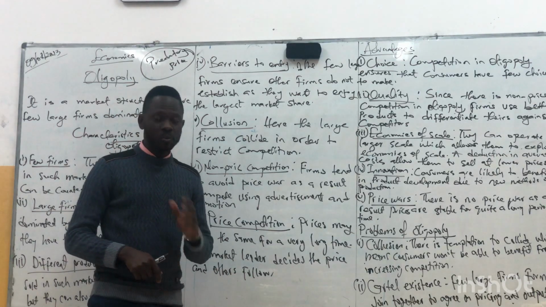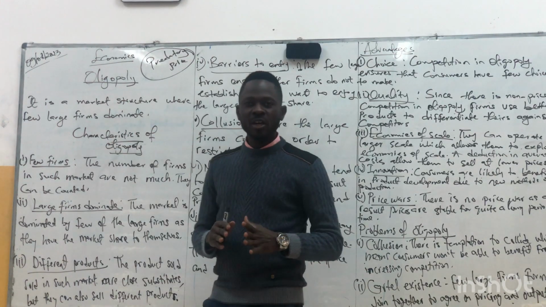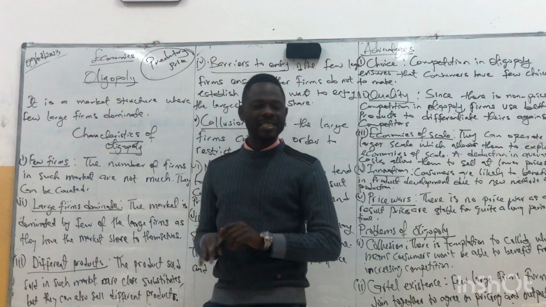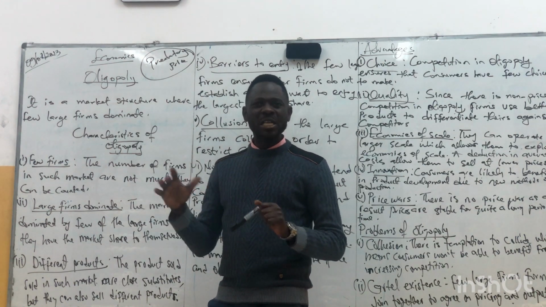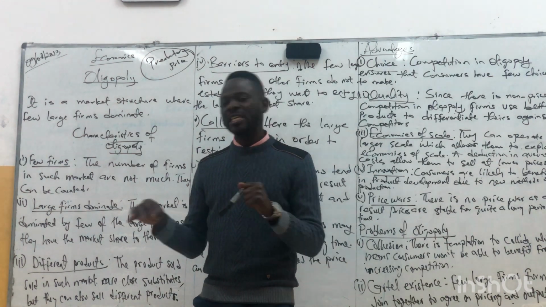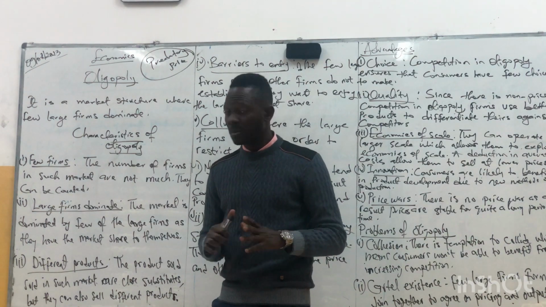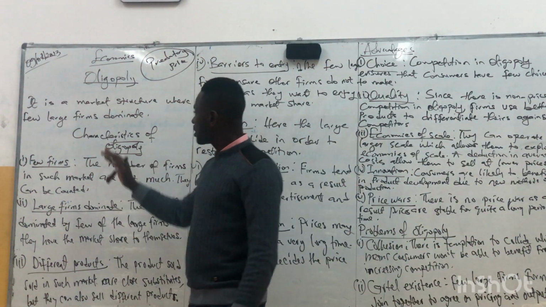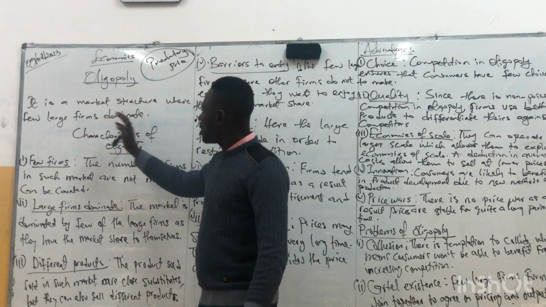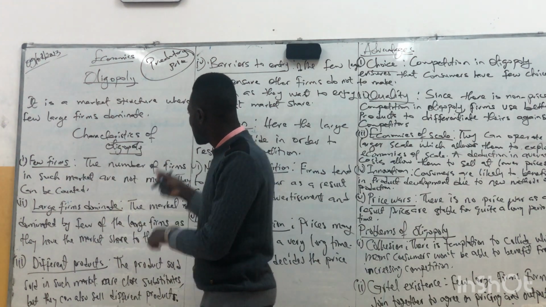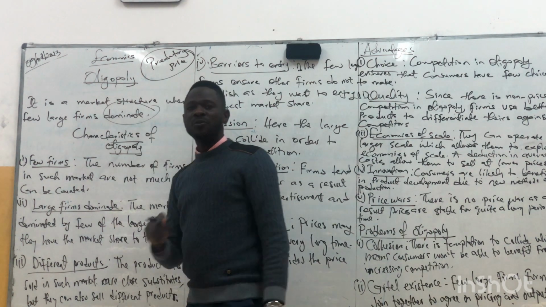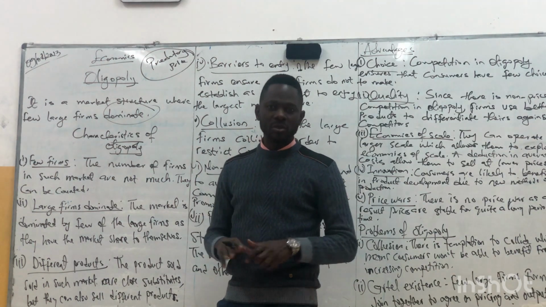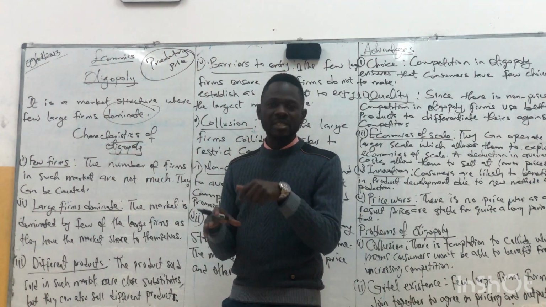Today's topic is oligopoly. Oligopoly is a market structure that exists because a few large firms are dominating an industry. That is what oligopoly is about. Look at what I wrote here: oligopoly is a market structure where few large firms dominate. That means the dominance is for a few large ones. Those that are very big dominate the market.